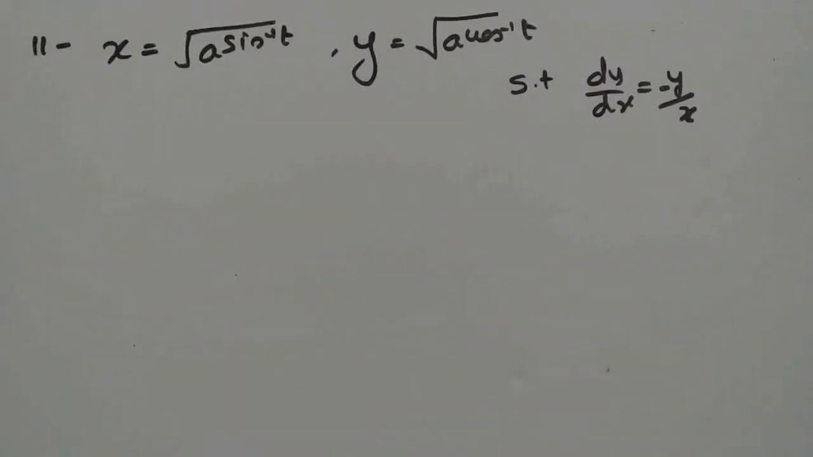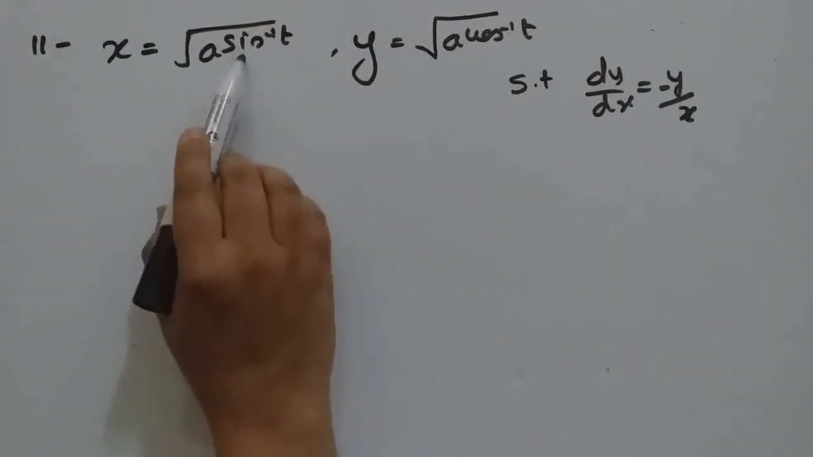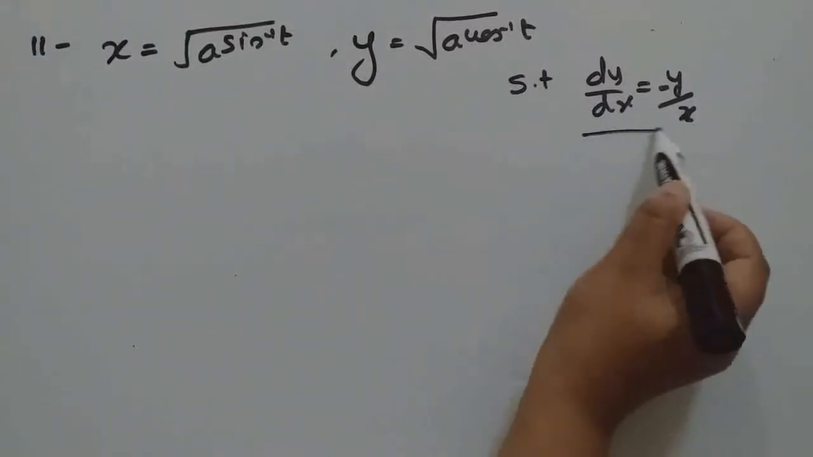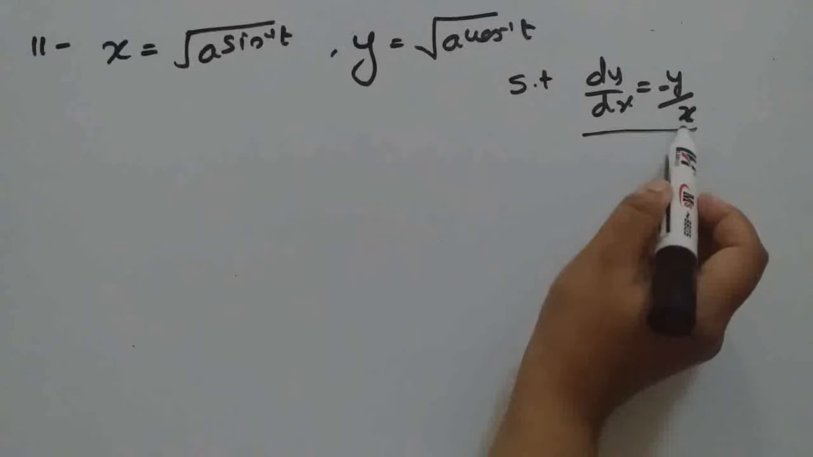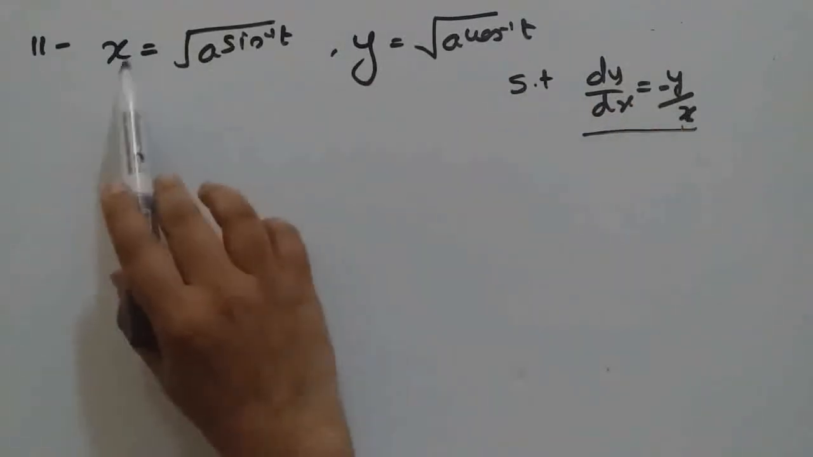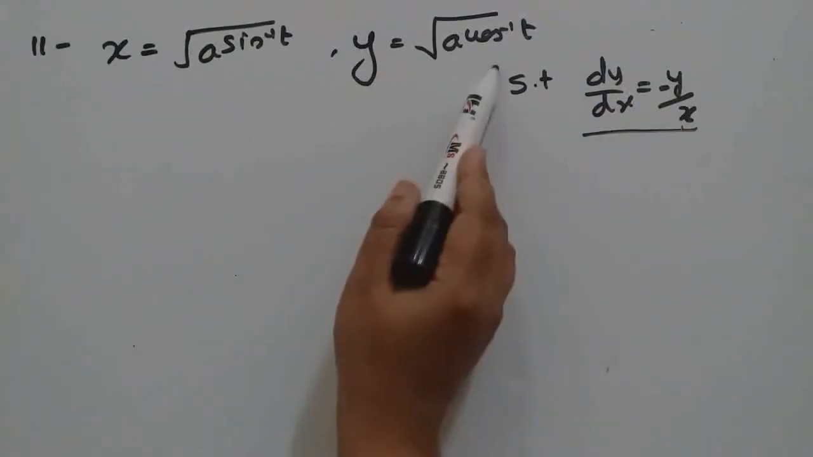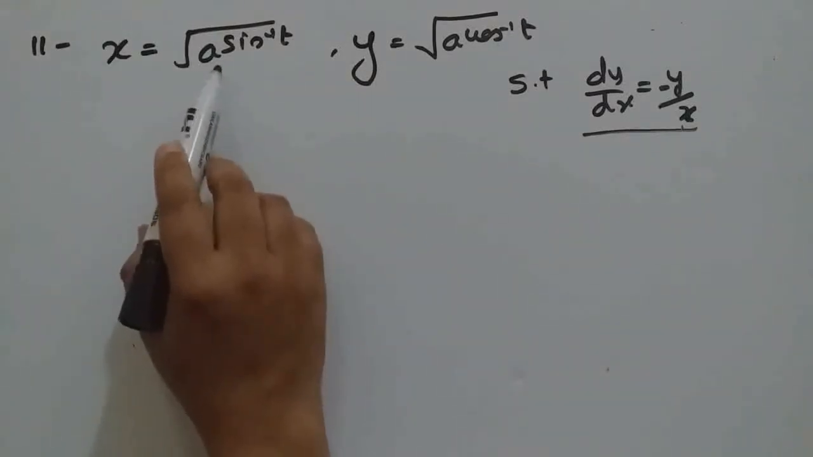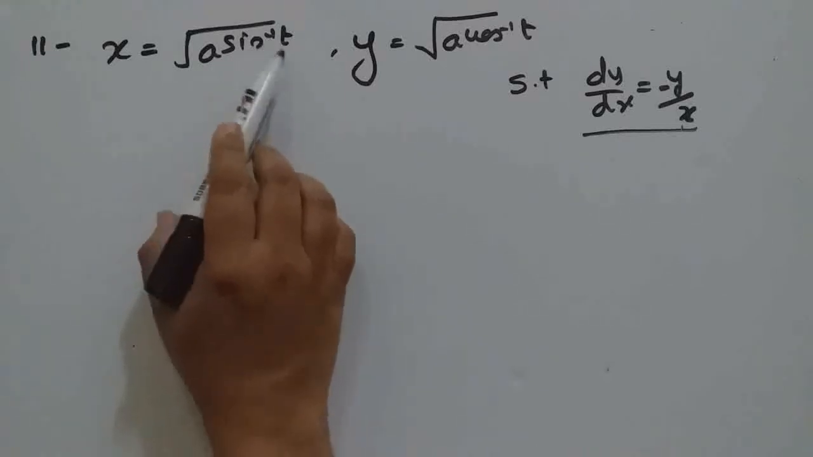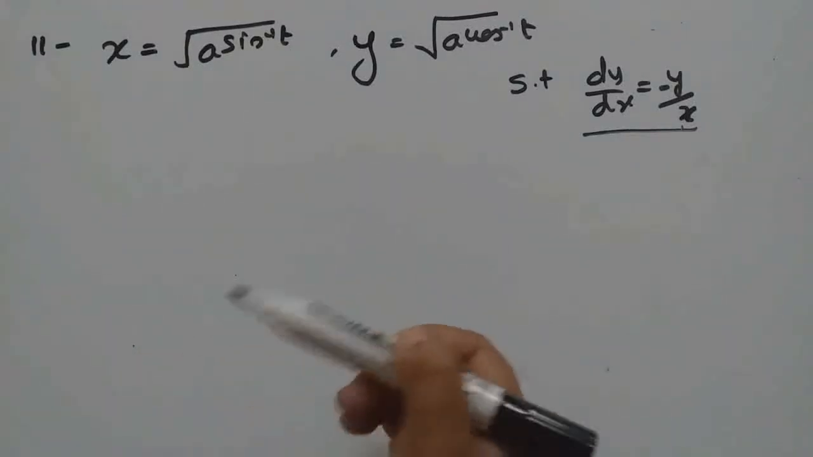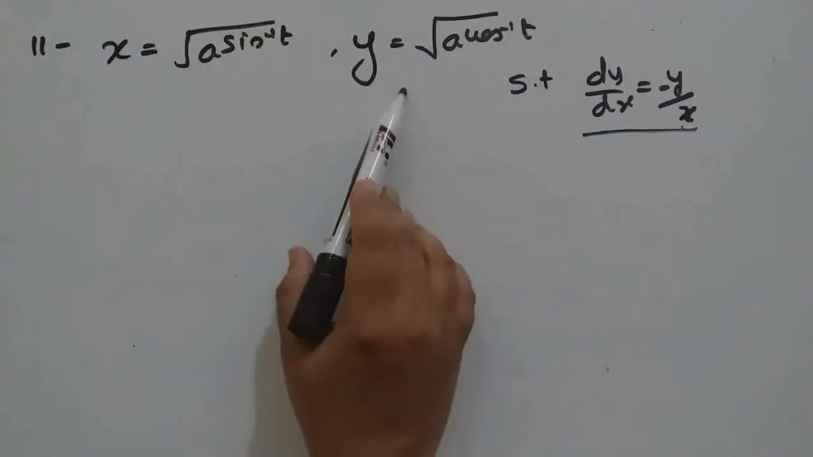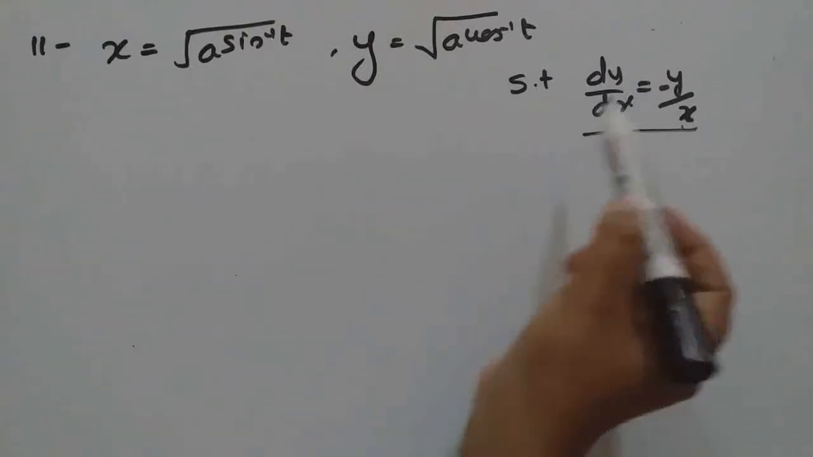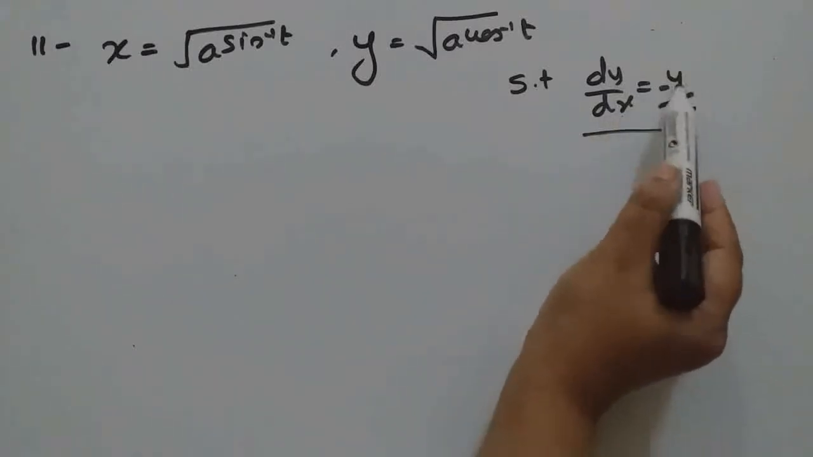Question number 11. x is root a power sin inverse t and y is root a power cos inverse t. So we should show dy by dx equals minus y by x. See here, since x is a function of t and y is a function of t, we can use the parametric method. But here the function is very complex, root of a power sin inverse t. So sometimes it is easy to convert this type of function into implicit type. Okay, since we have to show dy by dx is minus y by x.